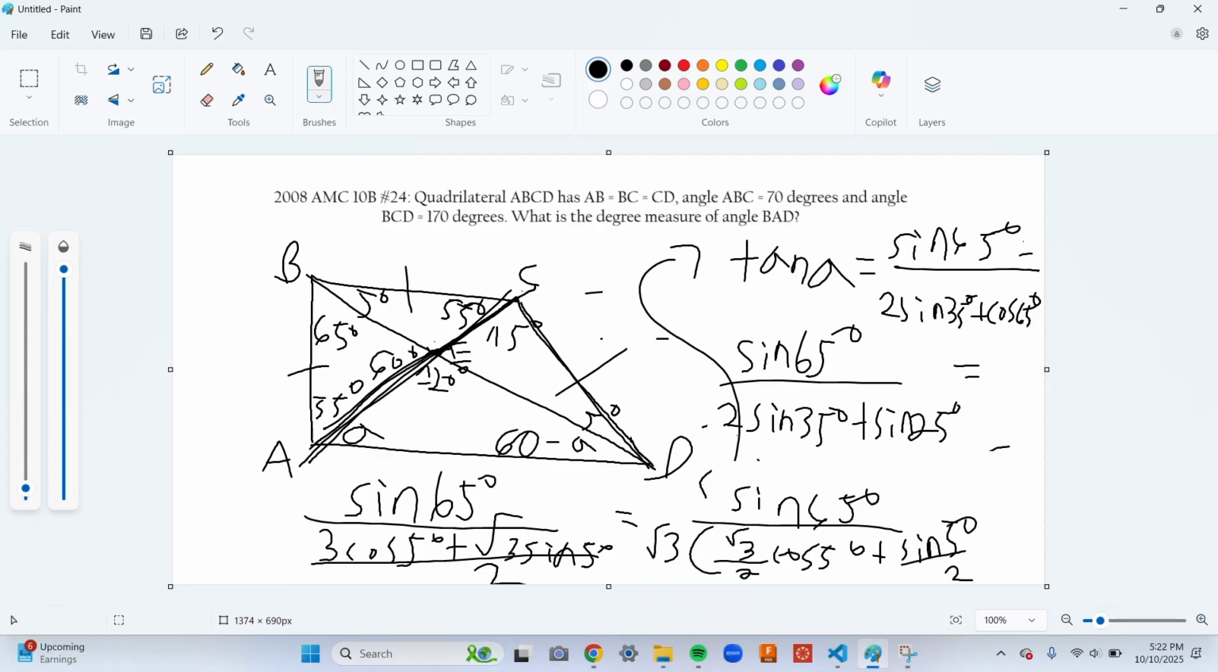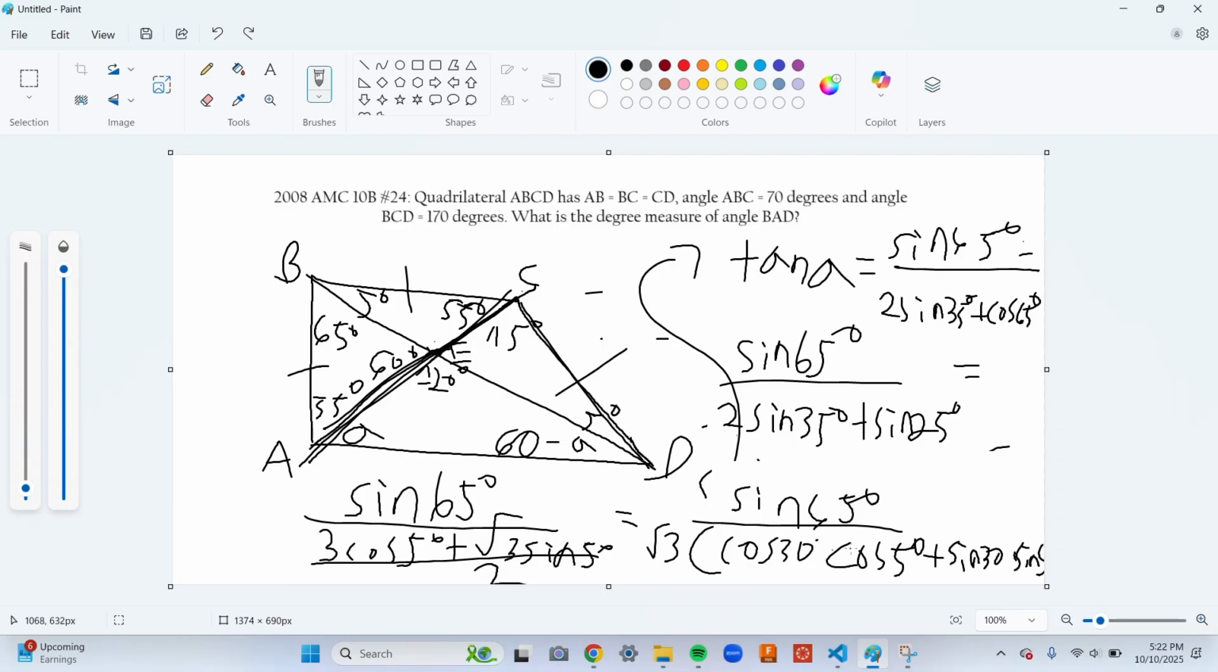Now, if you notice here, root 3 over 2 is just cosine of 30 degrees, and 1/2 is sine of 30 degrees. So we can replace the radicals here with just the trig functions. So root 3 over 2 becomes cosine 30. So root 3 times cosine 30 degrees times cosine 5 degrees plus sine 30 sine 5. Oops. So now this looks like cosine 25 degrees. It's just the expansion of cosine 25 degrees.